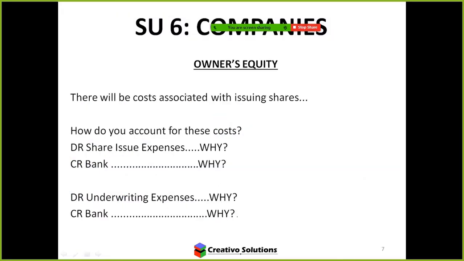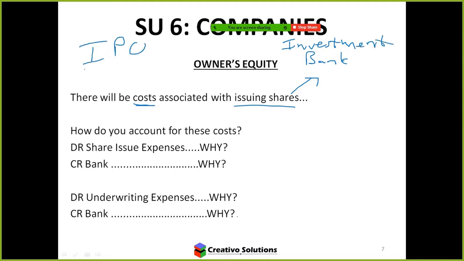Next slide. Owner's equity. Will there be costs associated with issuing shares? There always is. Right. Who are we going to pay? We're going to pay the banks. Right. Banks, okay, the large banks, the investment banks, they help with IPOs. Do you know what an IPO stands for? You saw it on the previous slide.